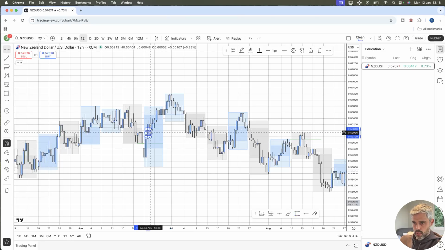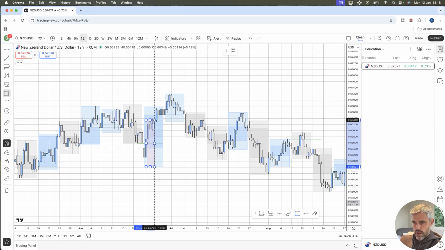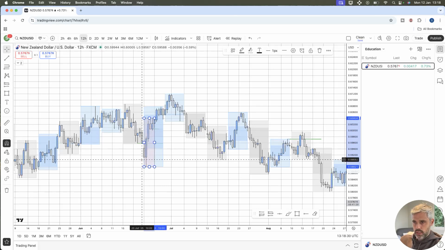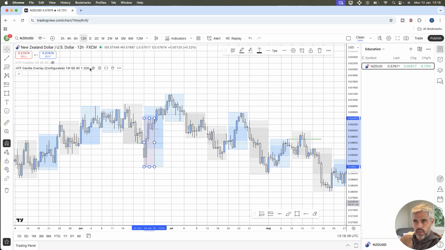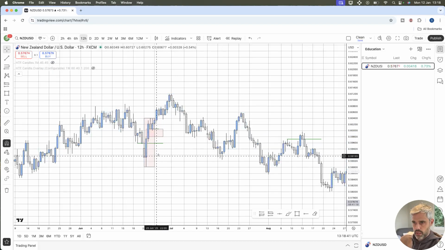So in the price leg, just to be explicit, this price leg here that gets created, there are points of internal range liquidity in this price leg that you can trade from. And maybe you want to get onto the smaller time frames to take those trades. But you can see, and I'll just take away the candle just to make this much more explicitly clear.